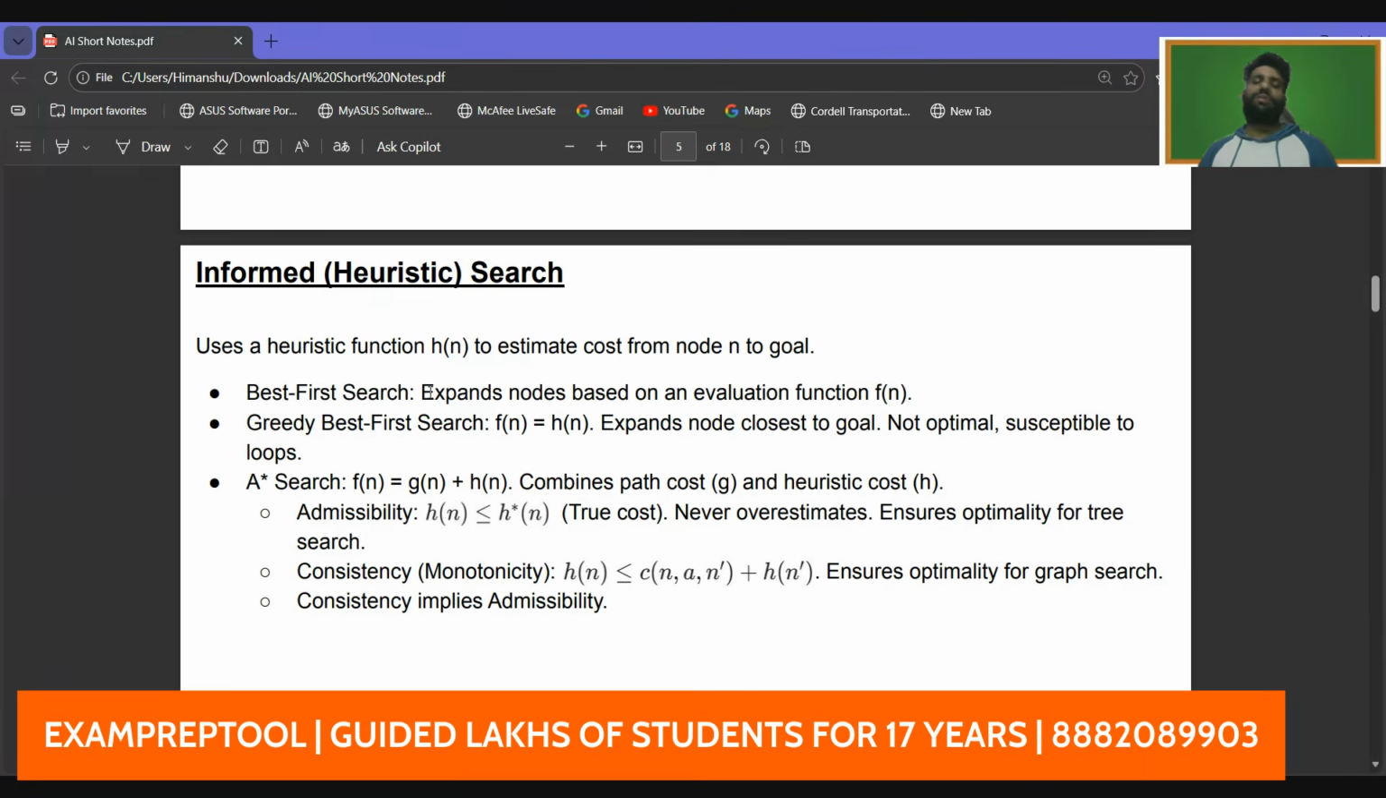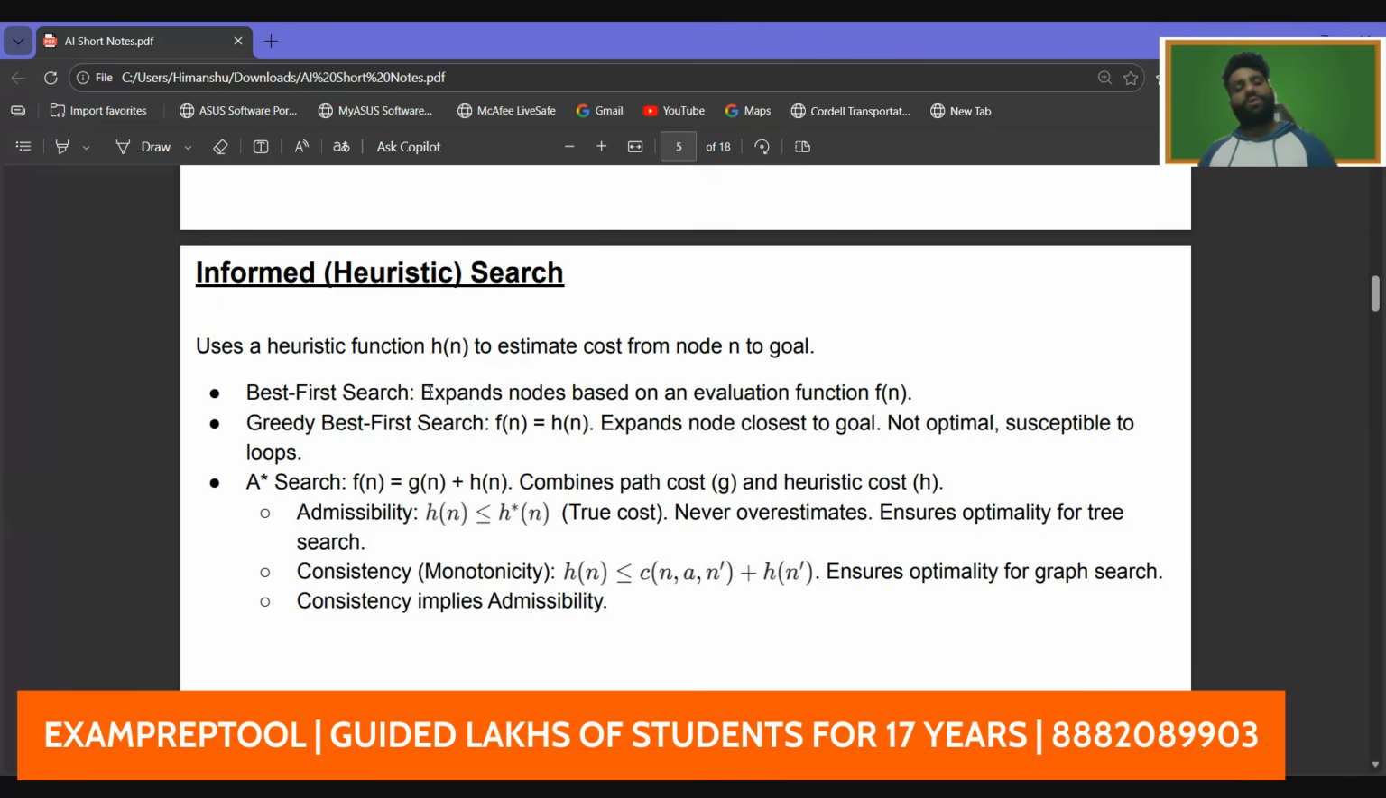A star search is the best algorithm, on which we get to see the most number of questions, around its definition as well. It uses f(n) is equal to g(n) plus h(n). It is also best first search, which uses the minimum f(n) to evaluate which nodes to expand.